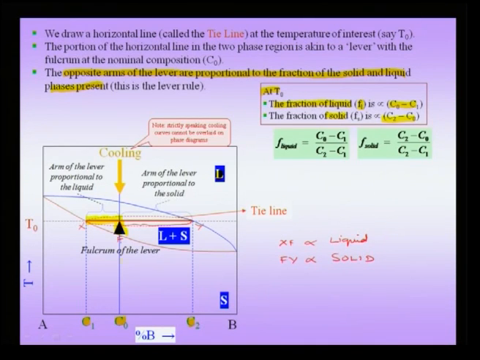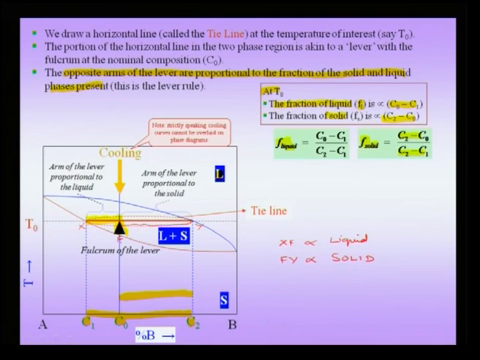So, this arm of the lever right here, extending all the way here, and suppose I want to calculate the fraction of the liquid, then I will divide it by the overall composition difference, which is C2 minus C1. Therefore, I get the fraction of the liquid is equal to C0 minus C1 by C2 minus C1, and correspondingly the fraction of the solid will be equal to C2 minus C0, as I pointed out here, divided by C2 minus C1.